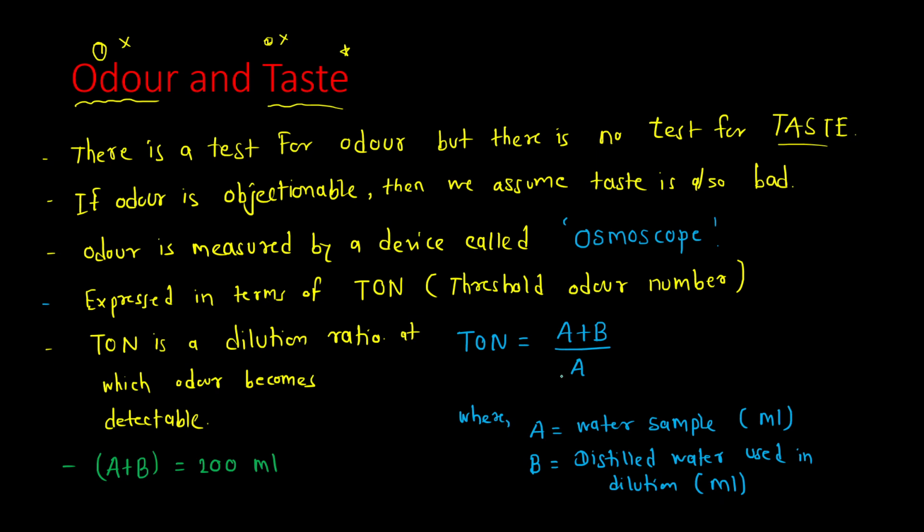Slowly you will be taking one sample after another, calculating the TON value, and changing the value of A. If this TON number is greater than 3, that means it is objectionable. So the general range of threshold odor number should be between 1 to 3.